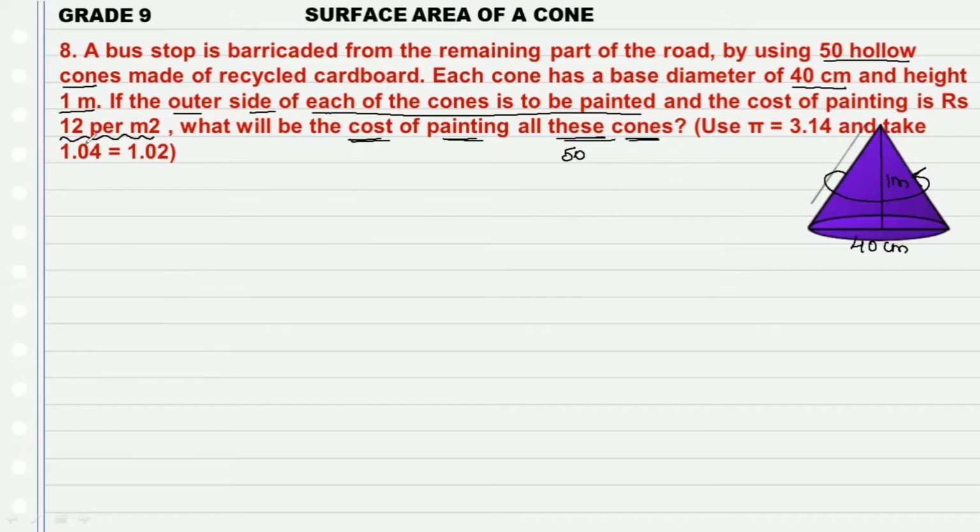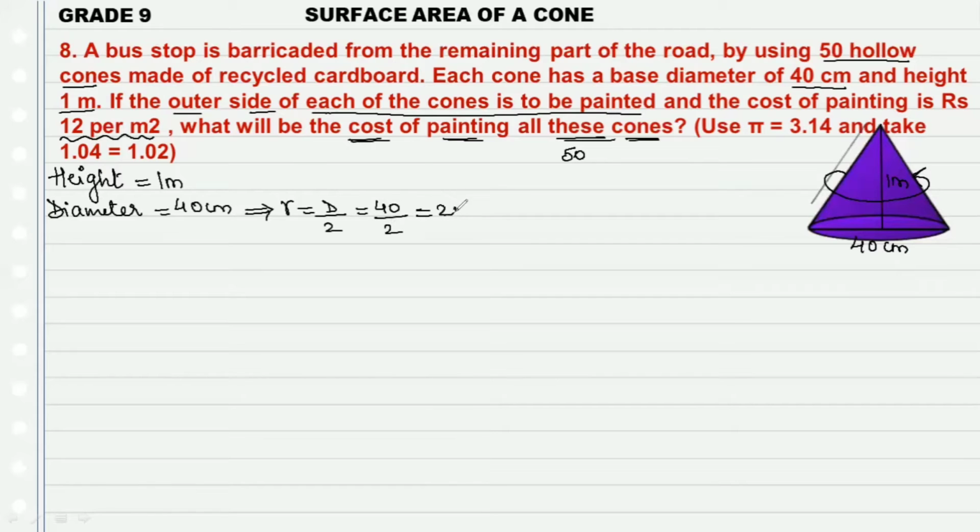So let's start with the given data, students. Here they have given us the height as 1 meter and diameter as 40 centimeter. First thing, we are going to find the radius. From the diameter we will find the radius. So radius r is half of the diameter, that is 40 centimeters half, that will give us 20 centimeter.